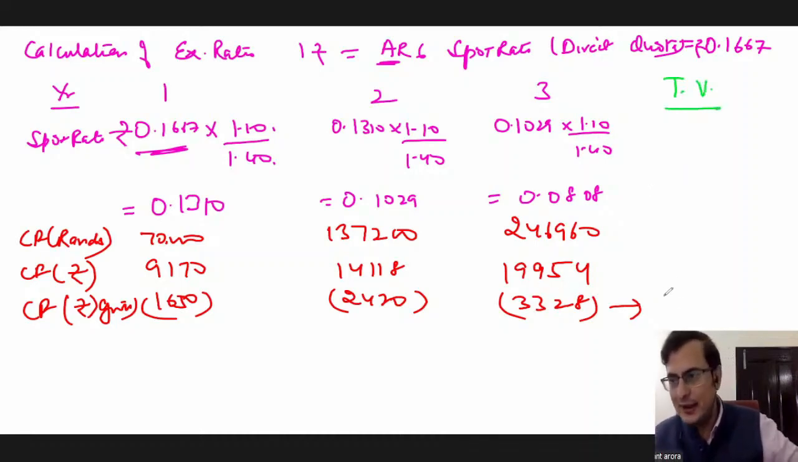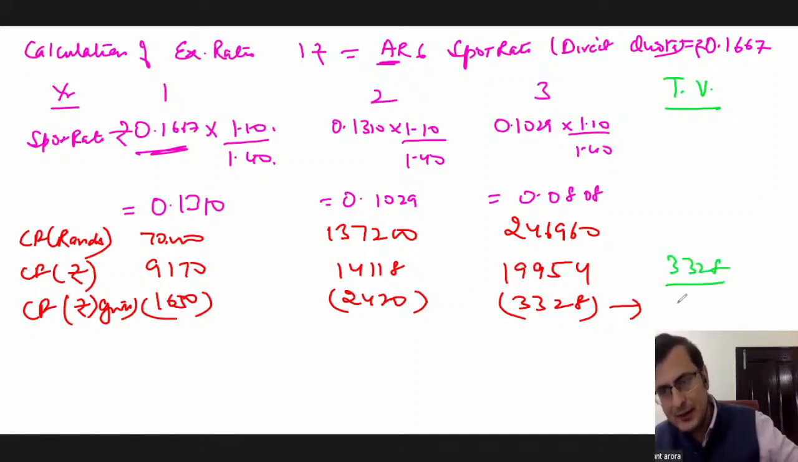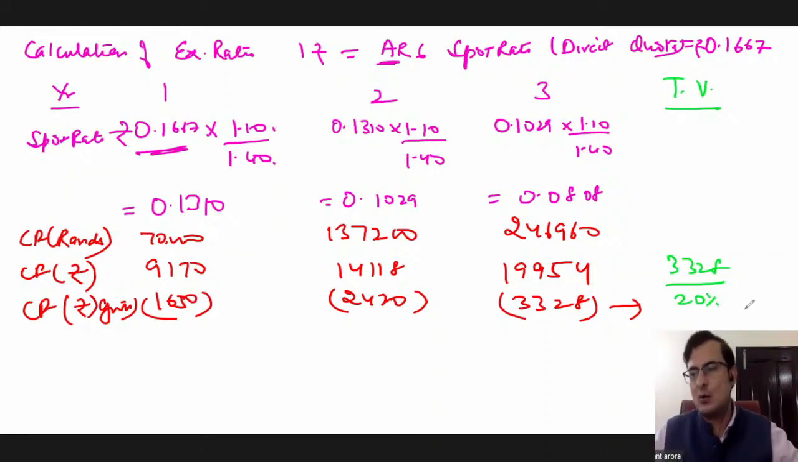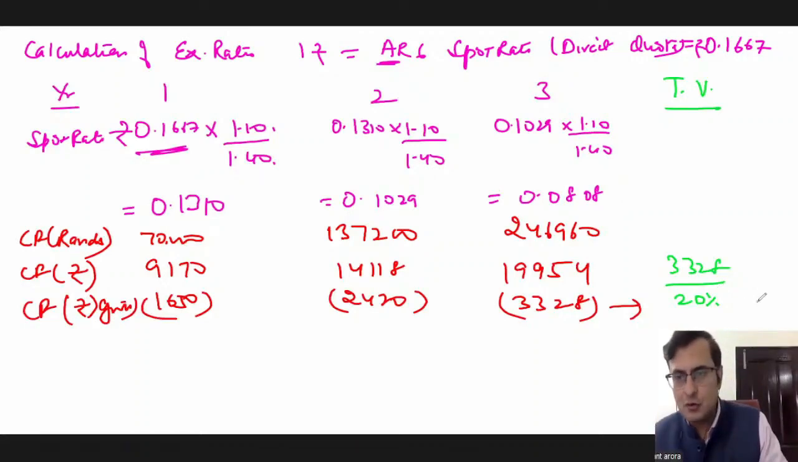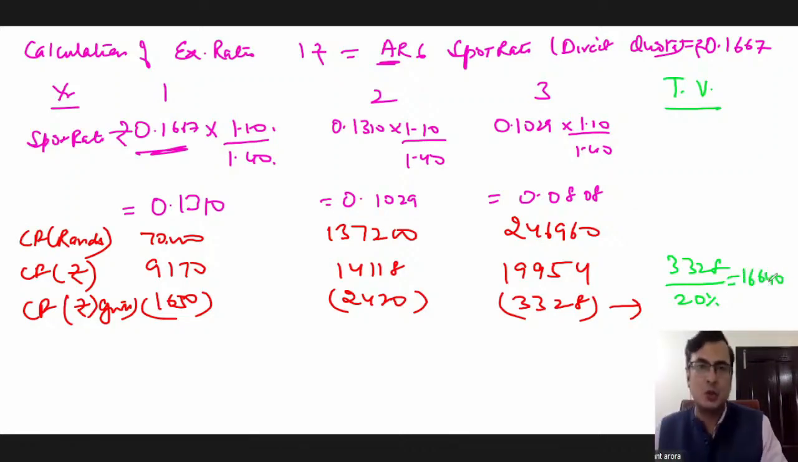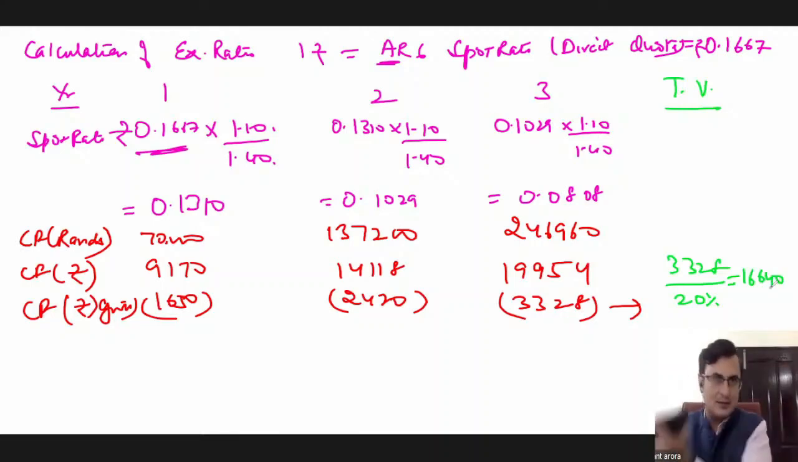So 3328 divided by 20%. What is 20%? That is the discount rate. So 16640. This step is because of the line that I showed you which got vanished. I colored it and the color vanished, right? So now this is done.